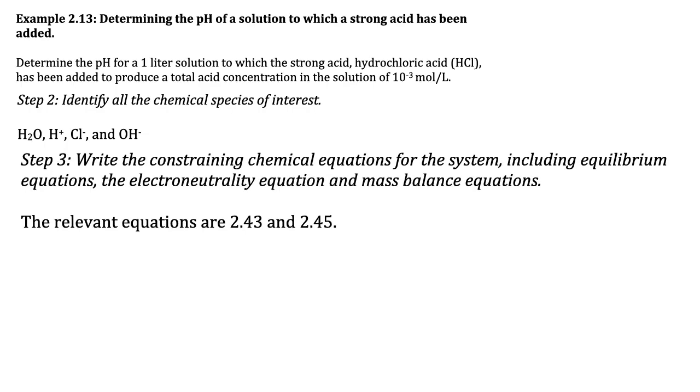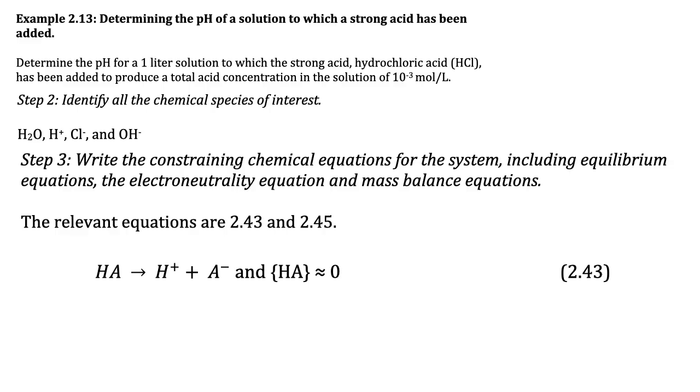The next step is to write all the chemical equations and constraints for the system. These may include the equilibrium equations, the electroneutrality equations, and the mass balance equations. Recall from our previous discussion in the textbook in equation 2.43 that for a strong acid, any strong acid HA is going to completely dissociate so that the concentration of the protonated acid HA is approximately 0. If we start with 1 mole of HA, we'll end up with 1 mole of hydrogen ion and 1 mole of the anion in solution, or the conjugate base.